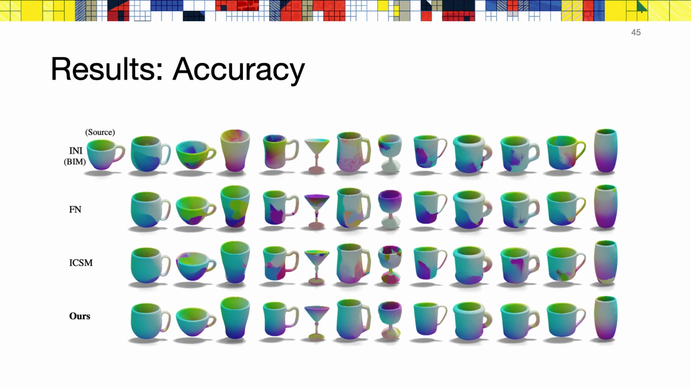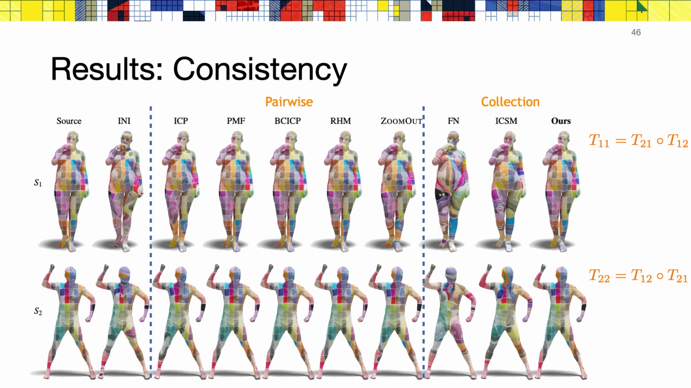In this figure, we have some qualitative comparison of the maps among the cups. Obviously, our results are smoother and more consistent than those of the baselines. Our method not only improves accuracy, but also boosts the consistency of the refined maps.